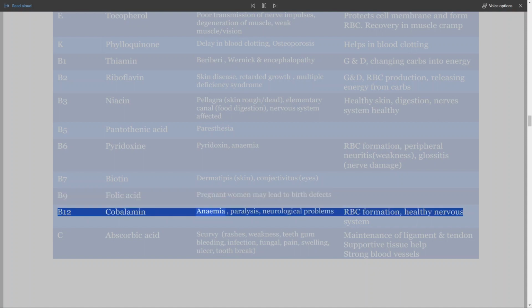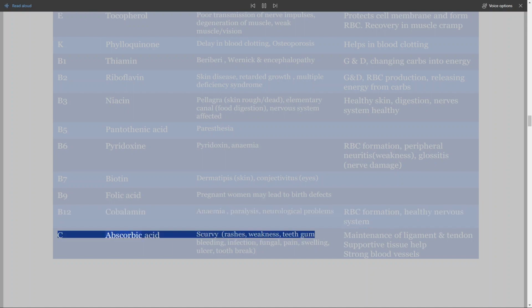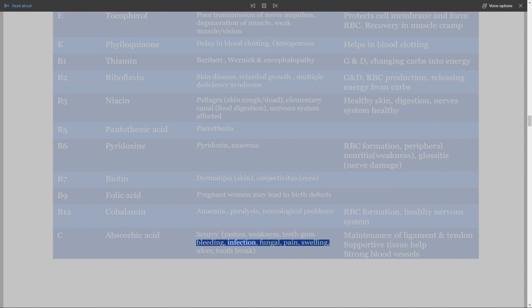B12: Cobalamin. Anemia, paralysis, neurological problems. RBC formation, healthy nervous system. C: Ascorbic acid. Scurvy, rashes, weakness, teeth. Gum bleeding, infection, fungal, pain, swelling, ulcer, tooth break, maintenance of ligament and tendon. Supportive tissue. Helps strong blood vessels.